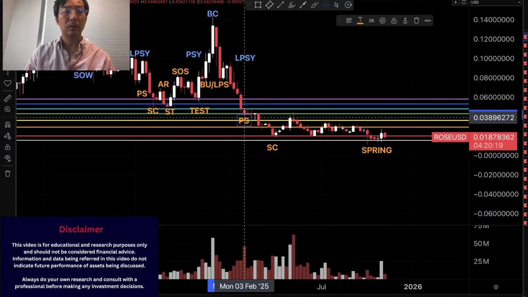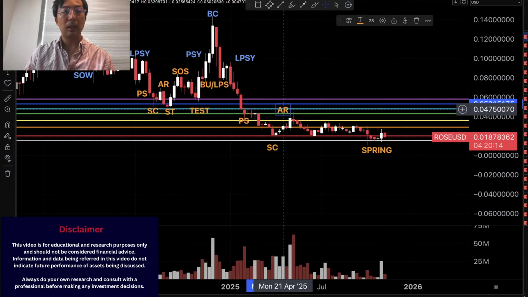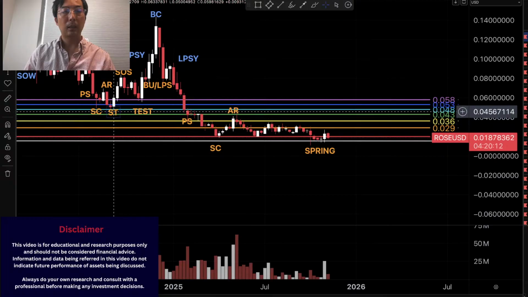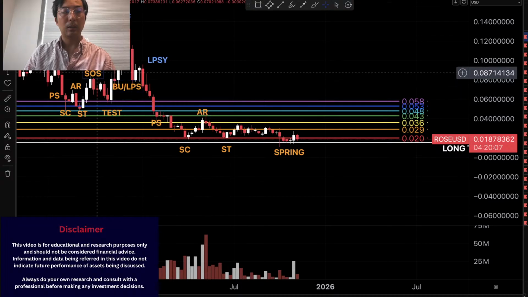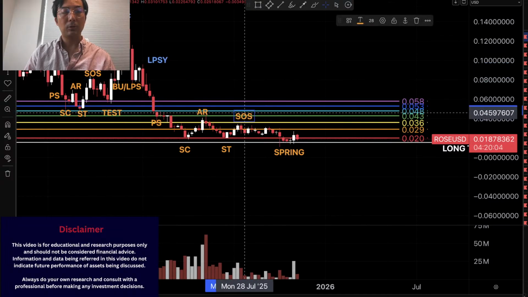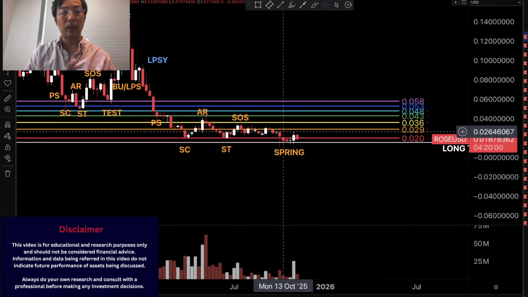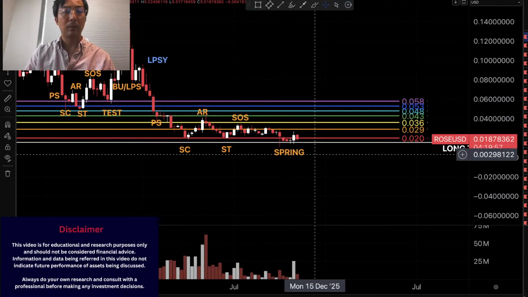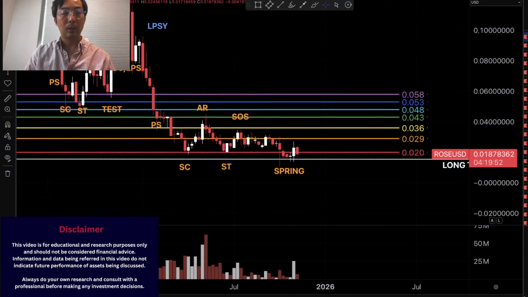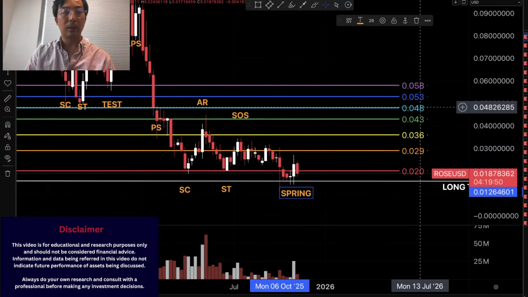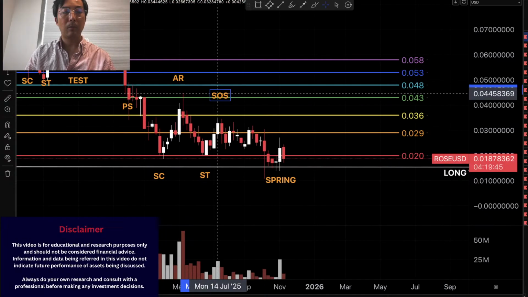Preliminary support. Automatic rally happened back in May. And then it came down for a second test in June. There was a mild sign of strength, but the heights are getting lower and lower. Okay, now we are at a level lower than the selling climax, so that's why I put it as a spring over here. Okay, now it's time to enlarge it so you can see it clearer.